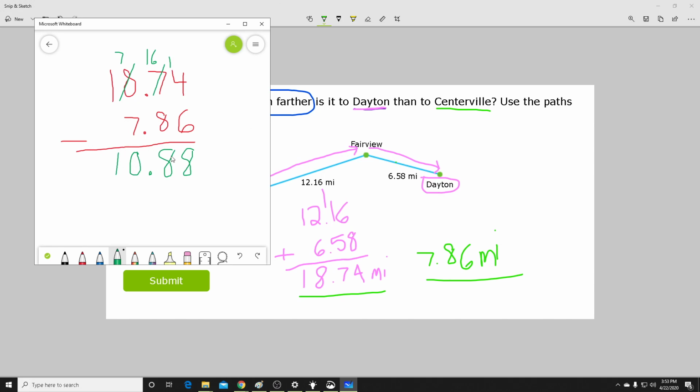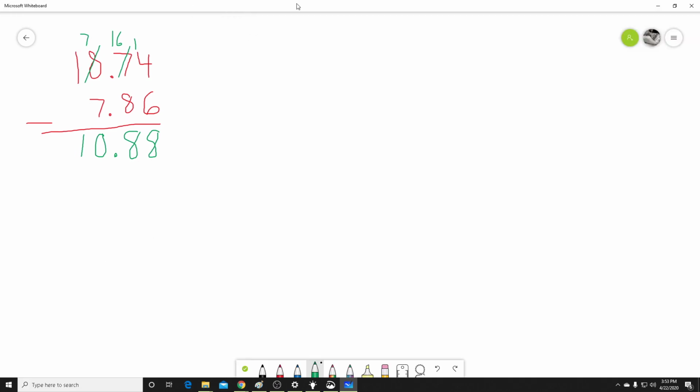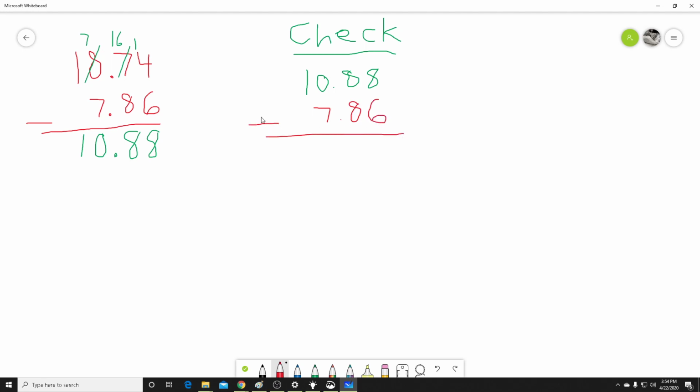You can check your work by adding 10.88 plus 7.86. Let's do that. So I'm going to write that here. Check. Very messy writing. So 10.88, if we did this right, we should be able to add it back up with what we subtracted and get the same thing that we started with. We should get 18.74 if we add these both up.